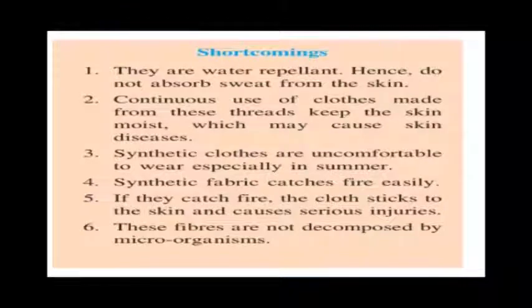What are the shortcomings that they have? They don't absorb sweat from the skin. Continuous use of clothes made from these threads keep the skin moist, which may cause skin disease. Synthetic clothes are uncomfortable to wear, especially in summer. Synthetic fibers catch fire easily. If they catch fire, the cloth sticks to the skin and causes serious injuries. These fibers are not decomposed by microorganisms. So these are the shortcomings.